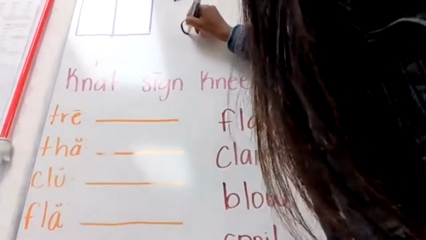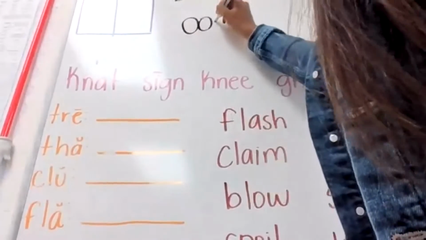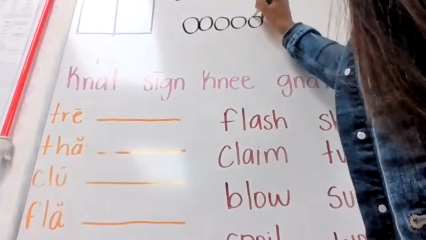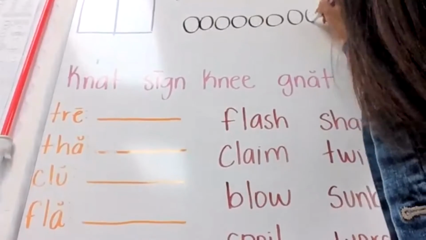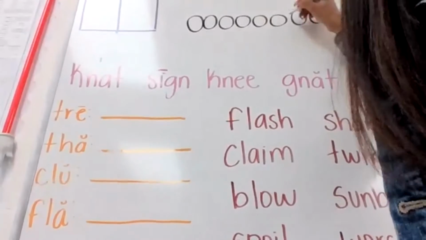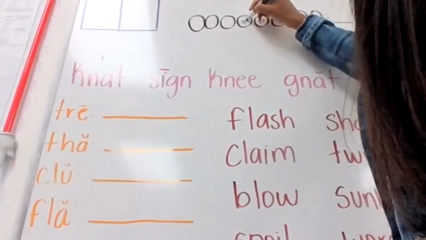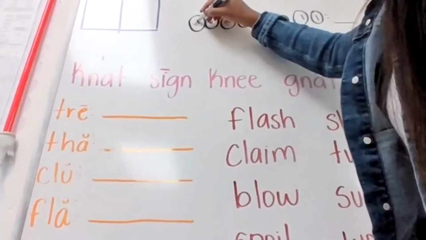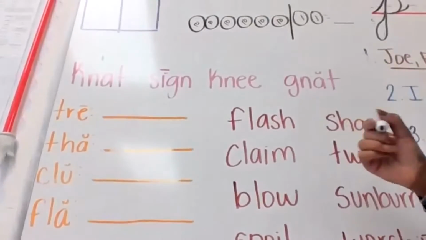Let's do the other one. Okay, so I have 6 dimes, 2 pennies. Go ahead and count.